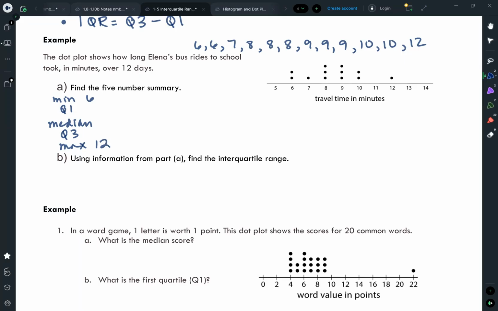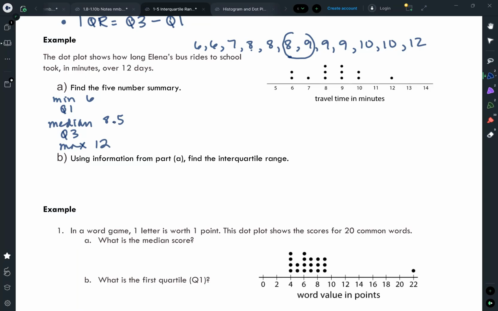To find my median, I've got to figure out which one's in the middle. And if there's 12, it's an even number. There should be like 2 in the middle. So 1, 2, 3, 4, 5, 6. 1, 2, 3, 4, 5, 6. So these 2 are in the middle. So that means in order to find my median, I'm going to be taking an average. So 8 plus 9 divided by 2, or just think about what's in the middle, that's going to be 8.5.